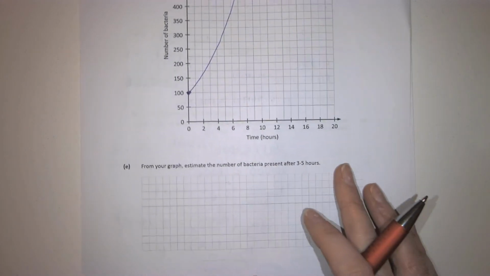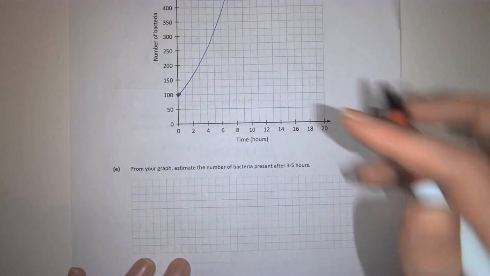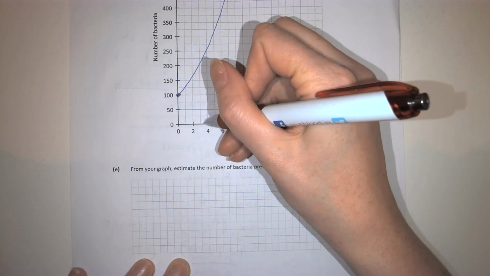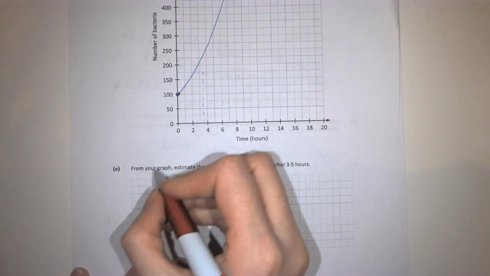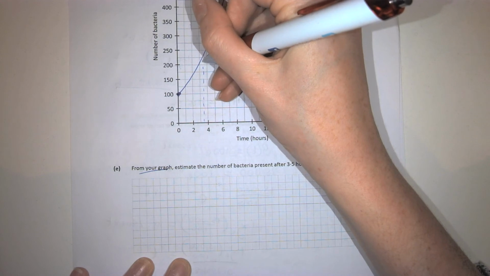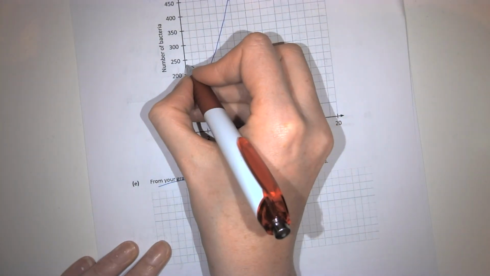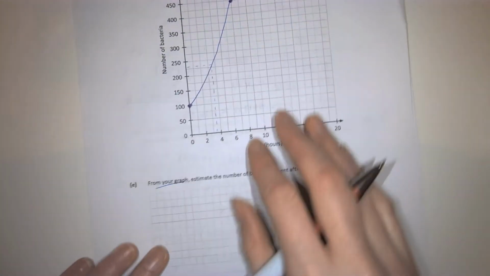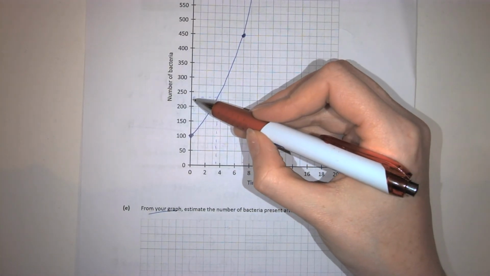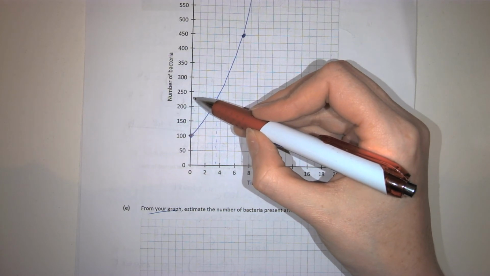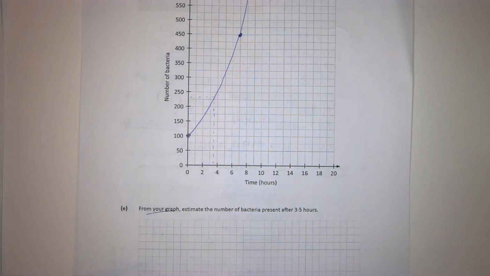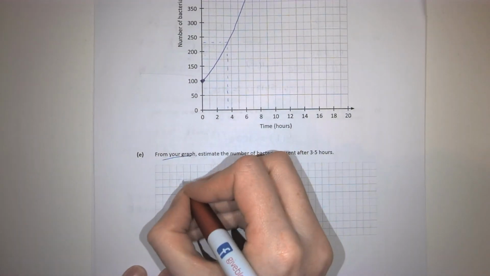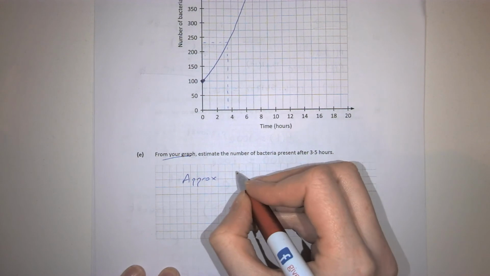And then the last one says, from your graph, estimate the number of bacteria present after 3.5 hours. So this is 3, so then 3.5 hours. Again, if it says use your graph or from your graph, use your dotted line on the graph. And again, if that's 200, that's 250, that's 225. And again, kind of halfway up there in between, if we say approximately 230 roughly, that shouldn't be bad.